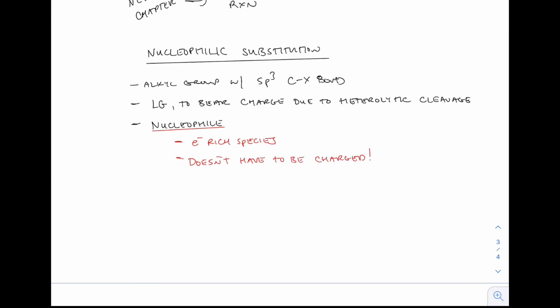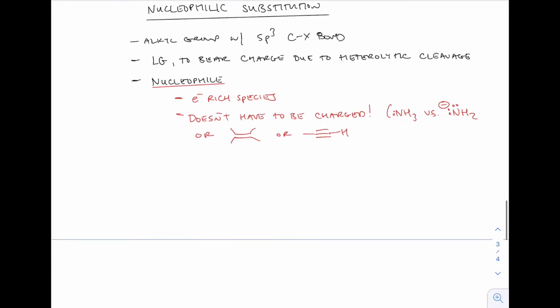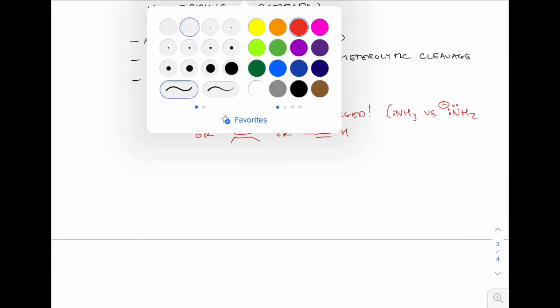But we got electron-rich species for the nucleophile, and we don't need to have a charge for that nucleophile. Okay, so we got NH3 versus NH2 negative, that ammonia versus the amide. Those are both good nucleophiles. We also have alkenes and alkynes. Those are good nucleophiles as well. They're not negatively charged, right? They are just electron-rich species.